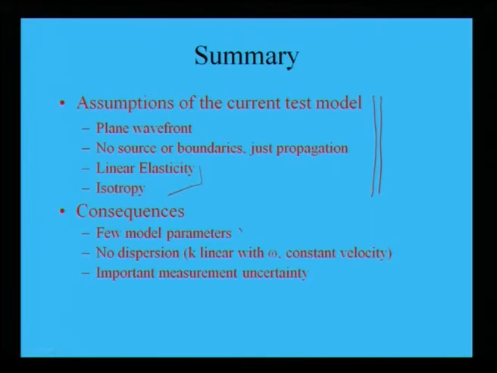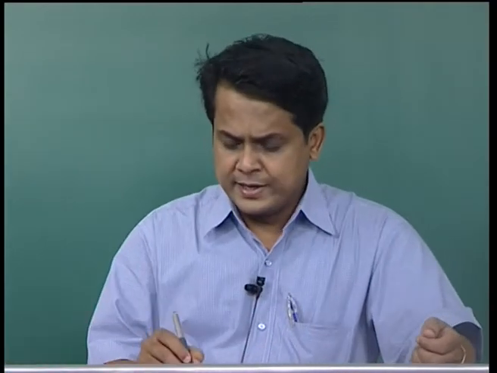Few model parameters, no dispersion, that means k is linear with omega, constant velocity, the velocity propagates with constant value inside the soil, and important measurement uncertainty. While measuring the variation of velocity with these assumptions, particularly in this case, you have to measure the time required for the arrival of this wave. Important measurement: the input signal and output signal, definitely there will be uncertainty.